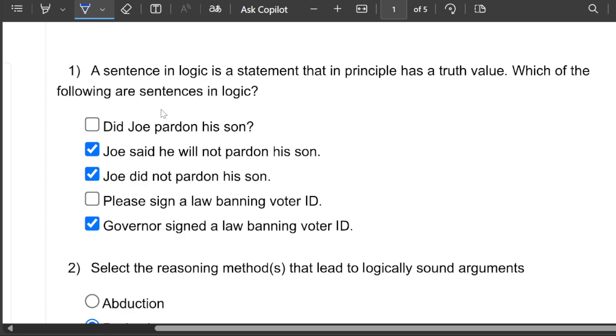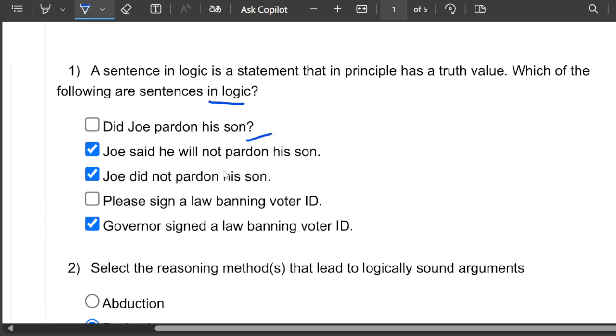So the question first is: a sentence in logic is a statement that in principle has a truth value. Which of the following are sentences in logic? So it is asking which are direct truth statements. So this is a question.